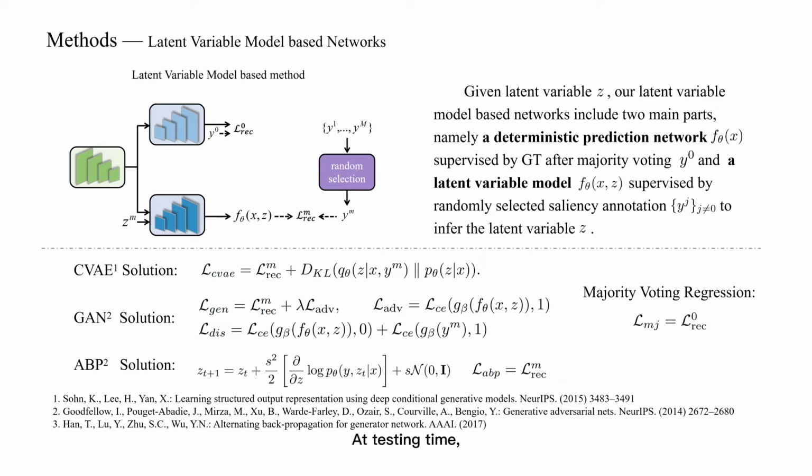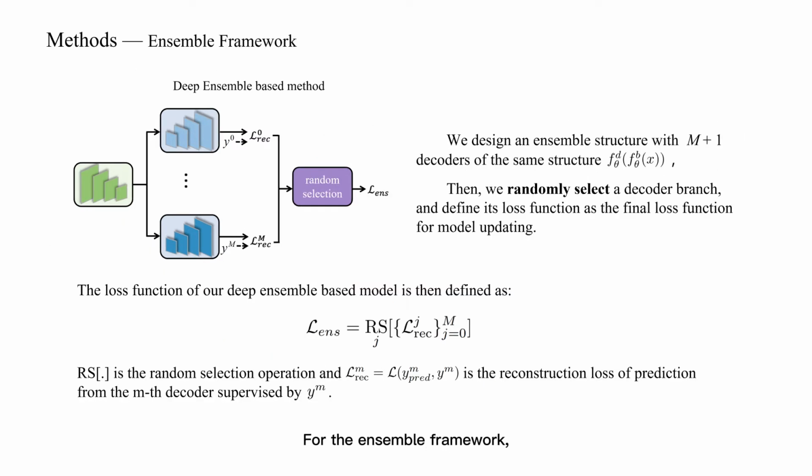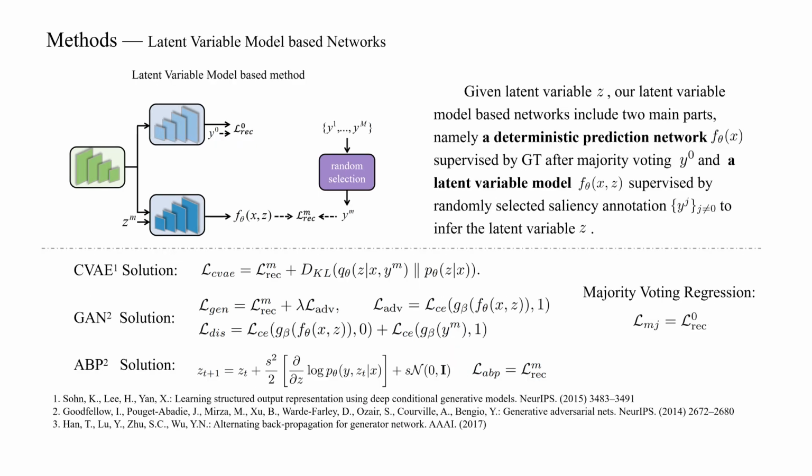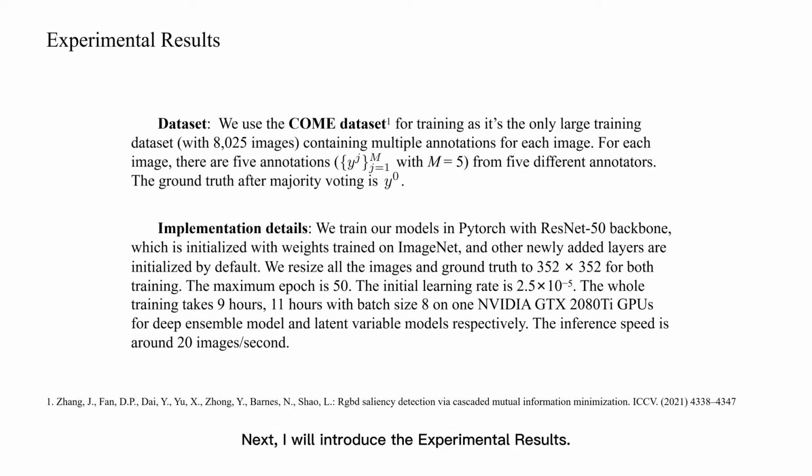At testing time, since we set up a deterministic prediction head, we only need one forward pass to obtain the saliency prediction. For the ensemble framework, the uncertainty map is defined as the entropy of the multi-head average prediction, and for the latent variable model, the uncertainty map is defined as the mean entropy of the multiple predictions by changing the latent variable. Next, I will introduce the experimental results.